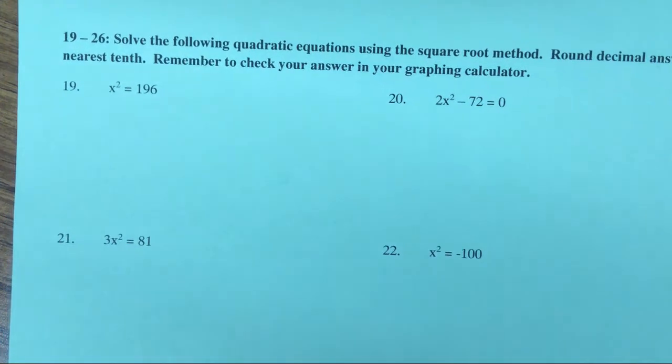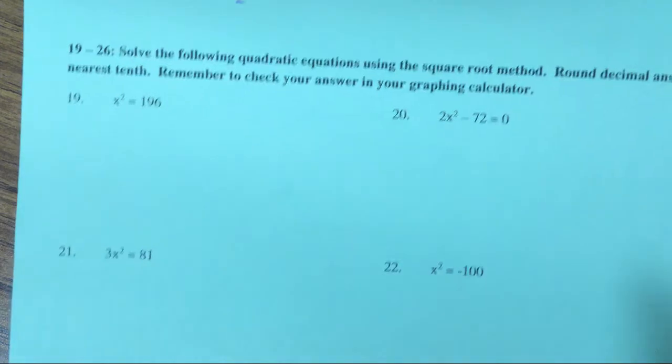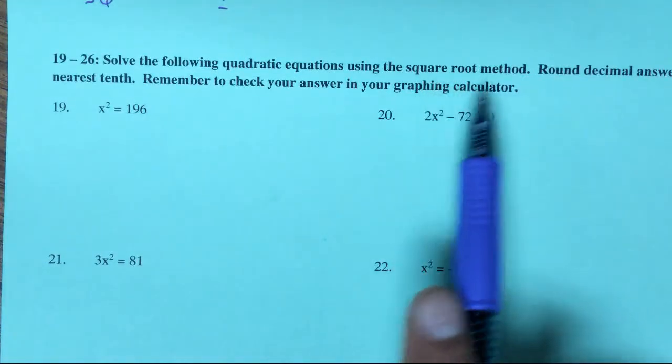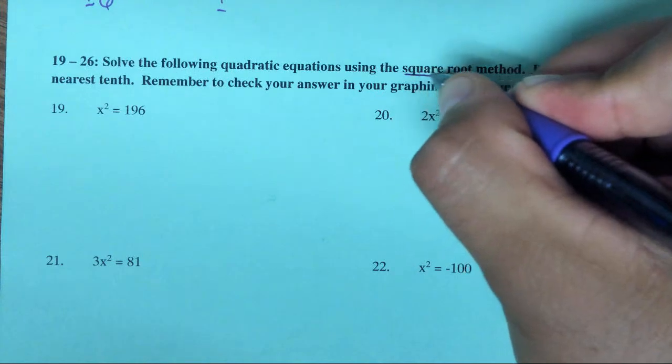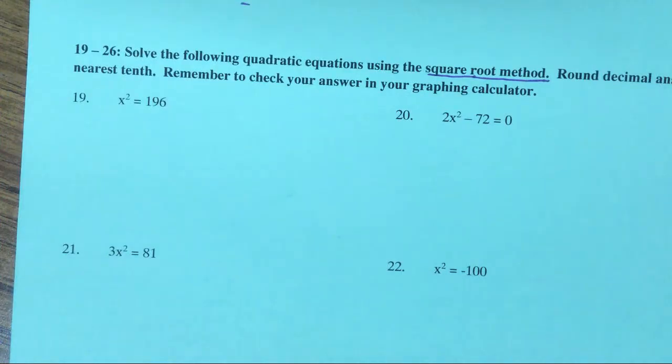So 19 says x squared equals 196. To solve something like this, all I would have to do is just apply the square root method, which it even says my directions are: solve the following quadratic equations using the square root method. So I have to use the square root. I can't do quadratic formula. I have to do square root method.